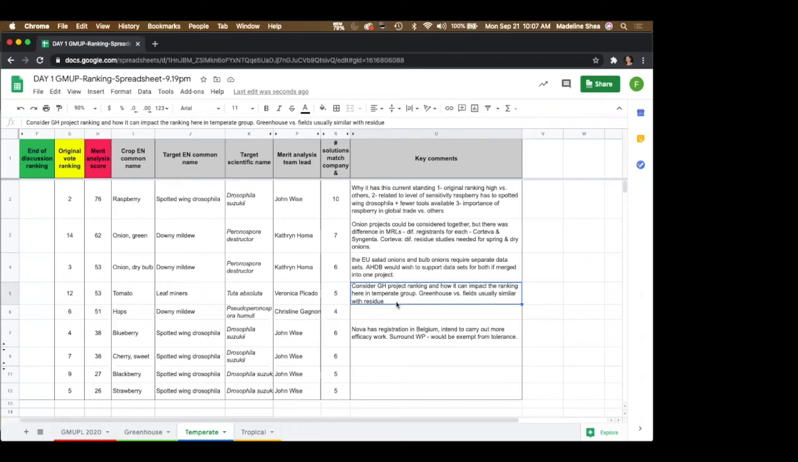Just for the point of discussion, as I look at the hops downy mildew, it's ranked number 6, which is about in the middle. But when I look at the merit analysis score, it's quite high. So question for the group, should that final ranking change, or do people like it where it is?